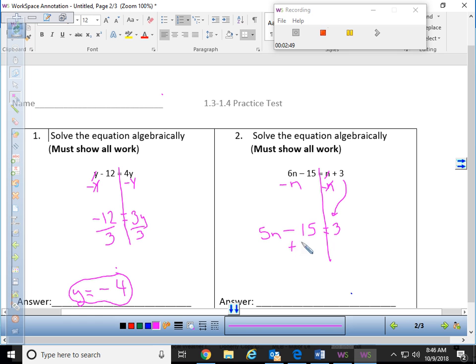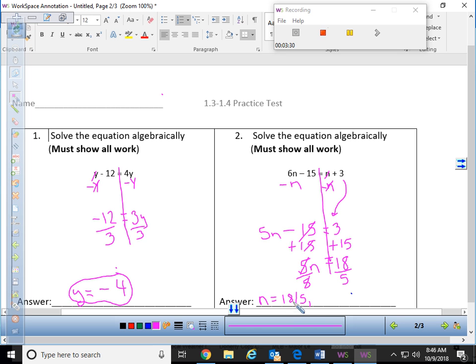Let's add 15 to both sides, and when we do that, those cancel out, and you're left with 18. 3 plus 15 is 18. And over here, we still have the 5n. Let's get rid of the 5 by dividing by 5, because this is multiplication, and the inverse operation of multiplication is division. Then we cancel those out, and we get this fraction of 18 over 5, which is not reducible. So one of the answers is 18 over 5.